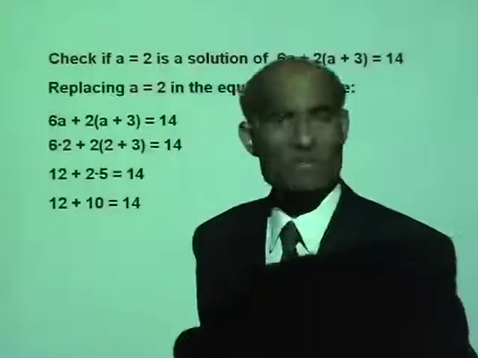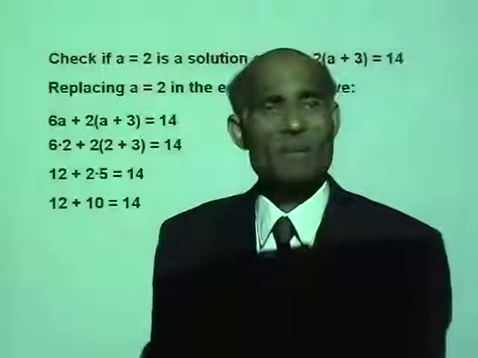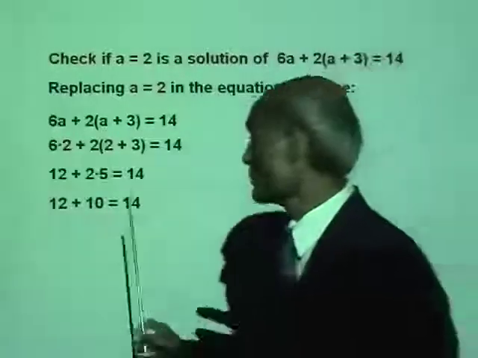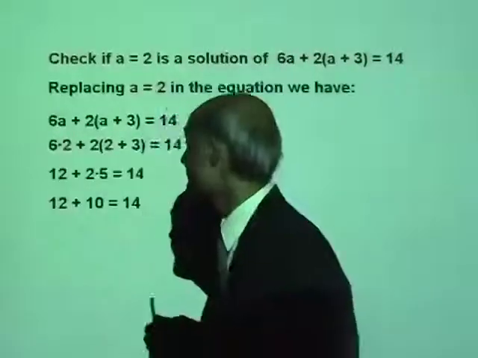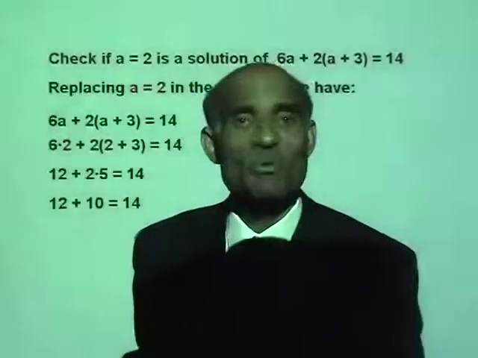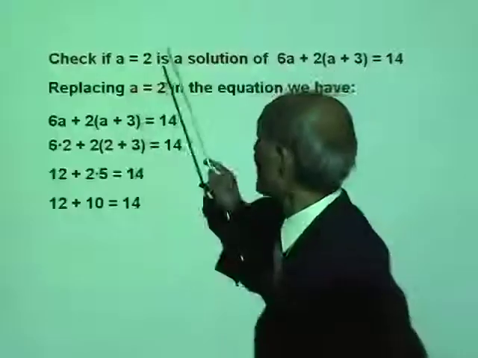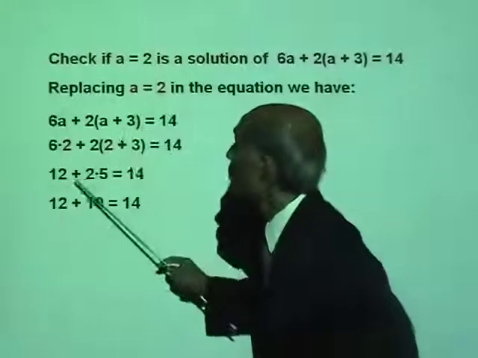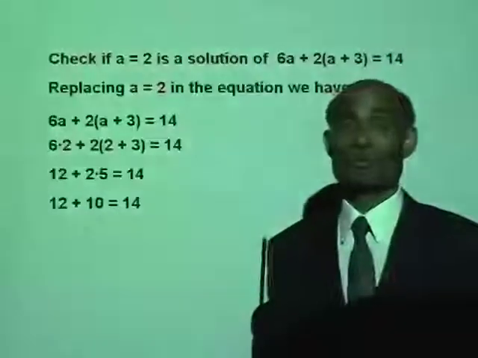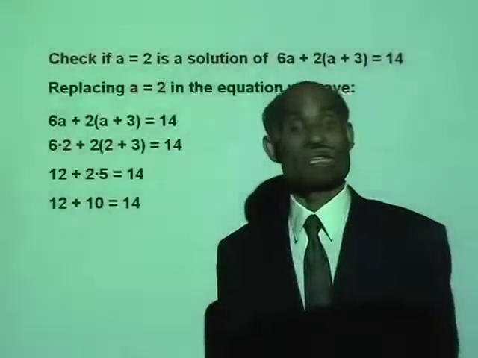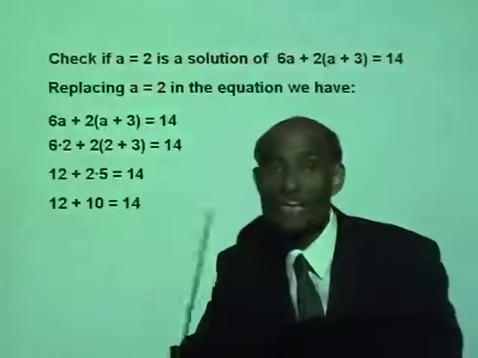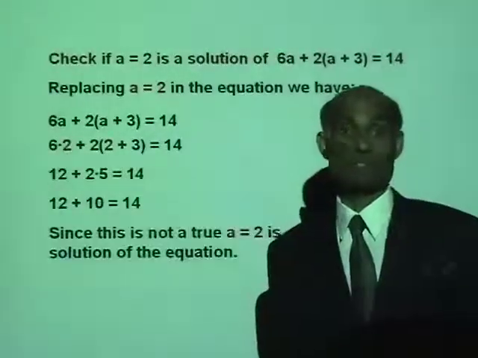Is that a true statement? 12 plus 10 equal to 14? No. The value on the left side is 22. 22 is not equal to 14. So replacing a by 2 gave us a statement that is not true. What does that tell you? It tells us that a equal to 2 is not a solution of this equation.